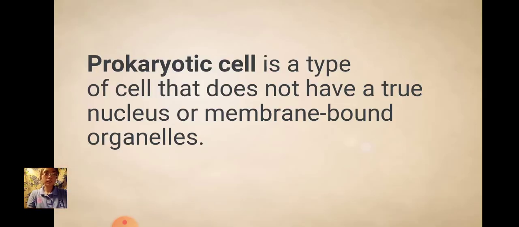So the second type of cell is the prokaryotic cell. It is a type of cell that does not have a true nucleus or membrane-bound organelles. Prokaryotic cells play a critical role in the recycling of nutrients by decomposing organisms and allowing their nutrients to be reused.